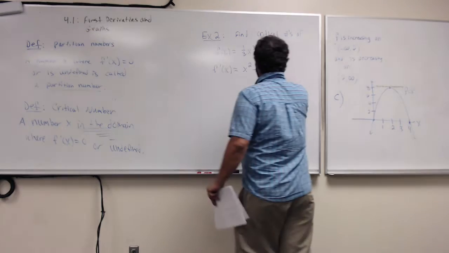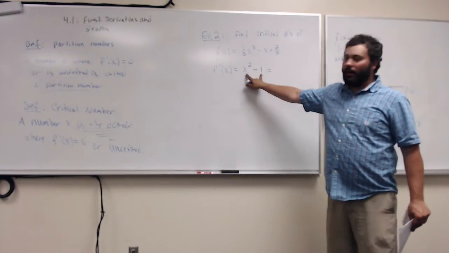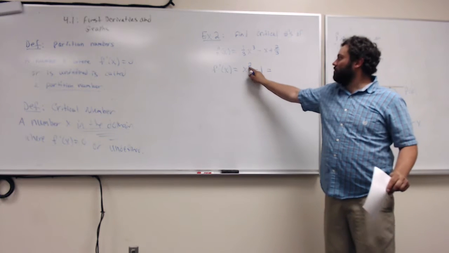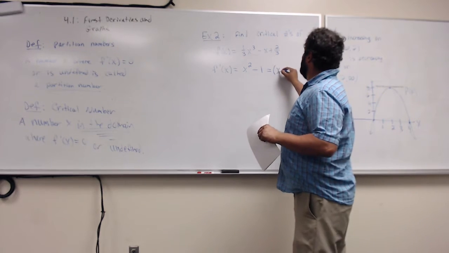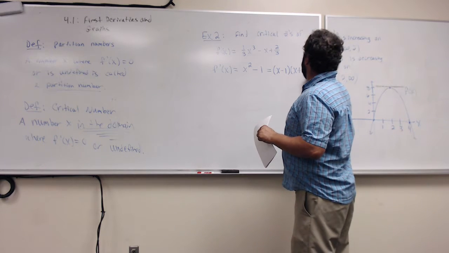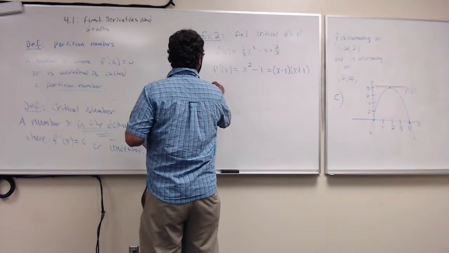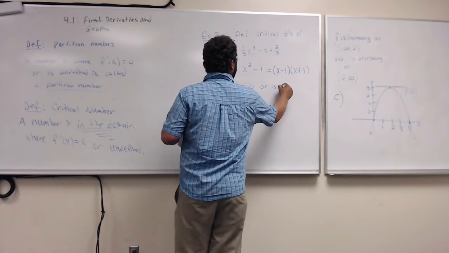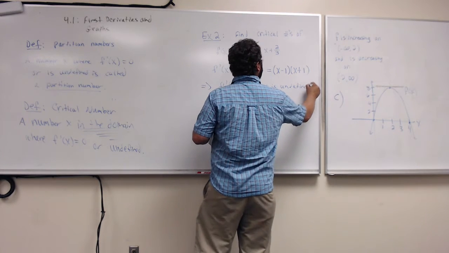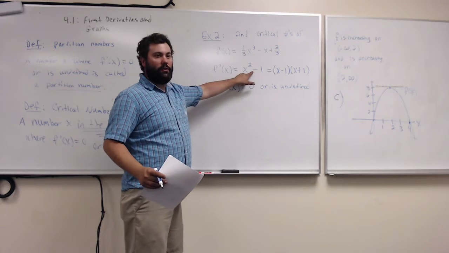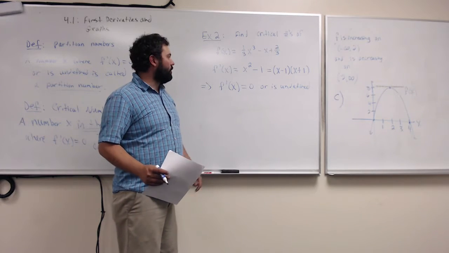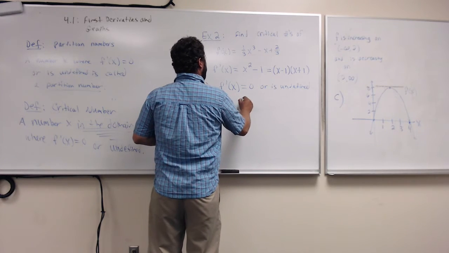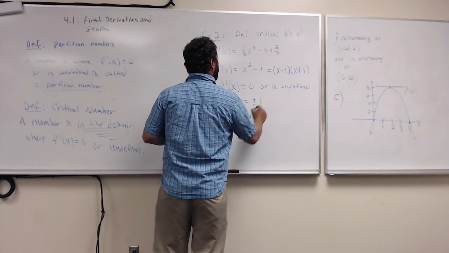We might as well factor this. This is what we call a difference of squares, and it factors as x minus 1 times x plus 1. So that means f prime of x equals 0 or is undefined. Now, the derivative is a quadratic, defined everywhere, so the only critical numbers are where the derivative is 0. And that happens when x equals plus or minus 1.